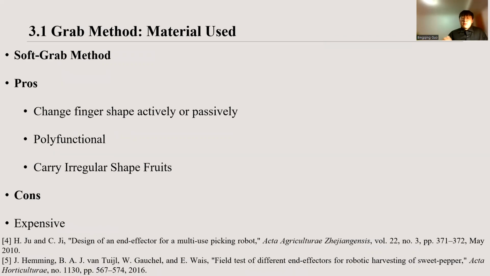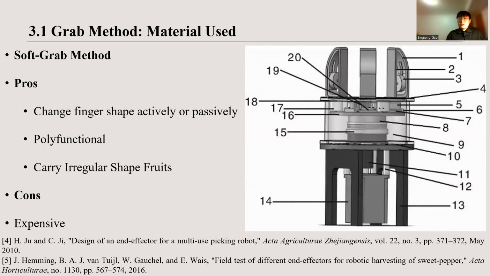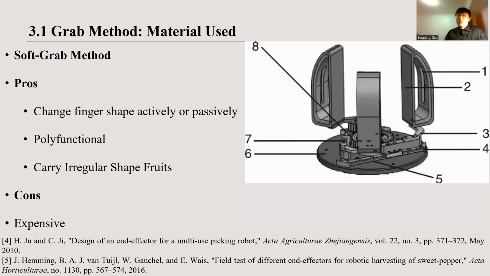This is a soft grab method. It uses fingers that can change shapes and pick the fruit softly. Such a method is polyfunctional. That is, a single design can be used to pick fruit of similar size. For example, this one I have shown in the picture is for the apple, but I can also use it to collect oranges and lemons.